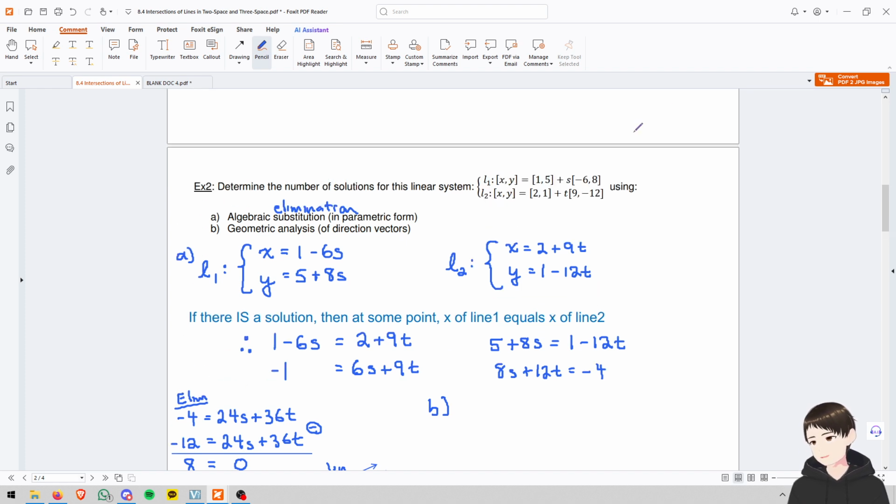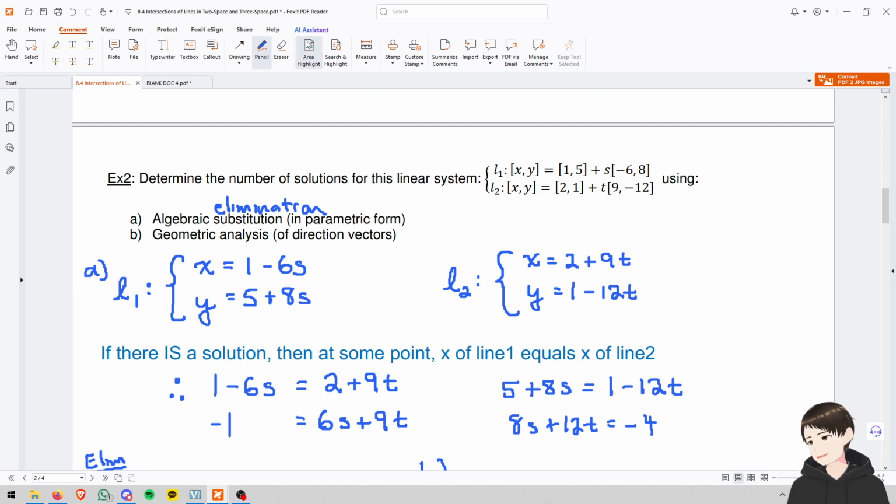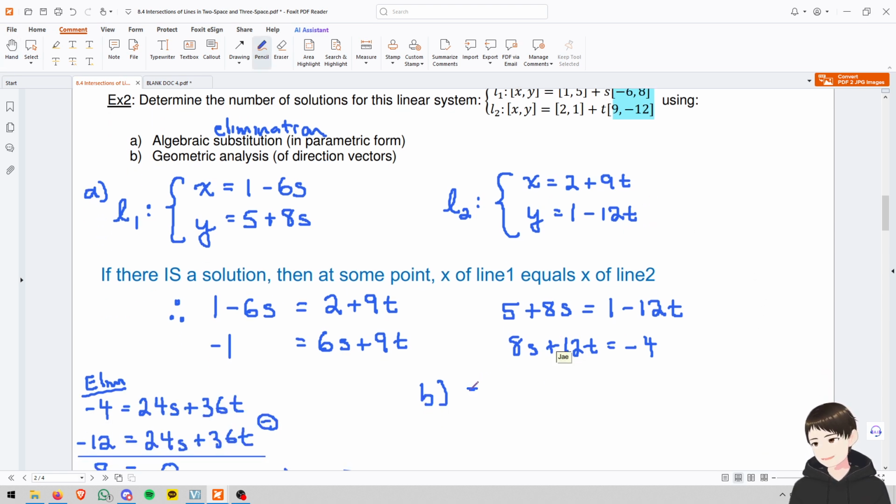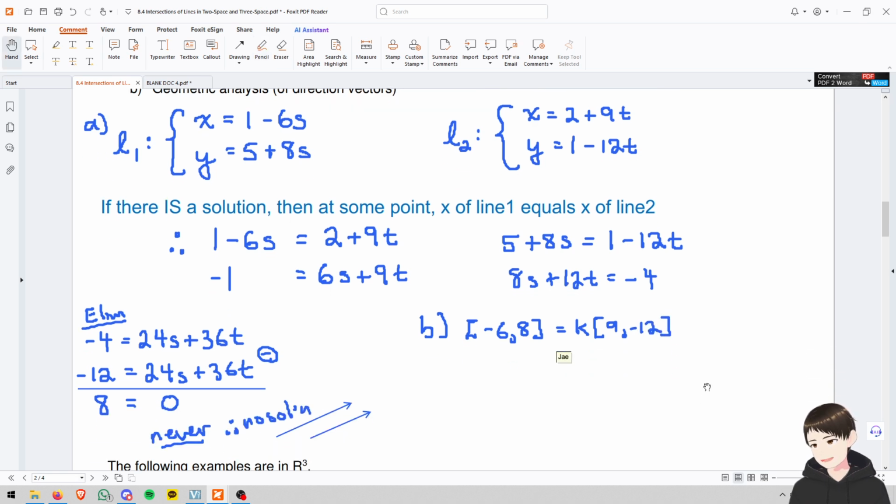Because they give you the direction vectors, you can immediately look at not the normals, but the direction vectors themselves. And you will see that, oh, wait a minute. Is -6, 8 a scalar multiple of 9, -12? Well, we can try it. What do I have to do to multiply 9 to get to a -12? Well, it's -6 equals k times 9. k equals negative 2 over 3.